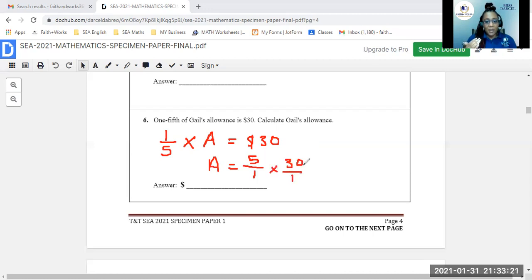5/1 × 30/1. 5 × 30, $150. All right, if you're not sure, we can double check.